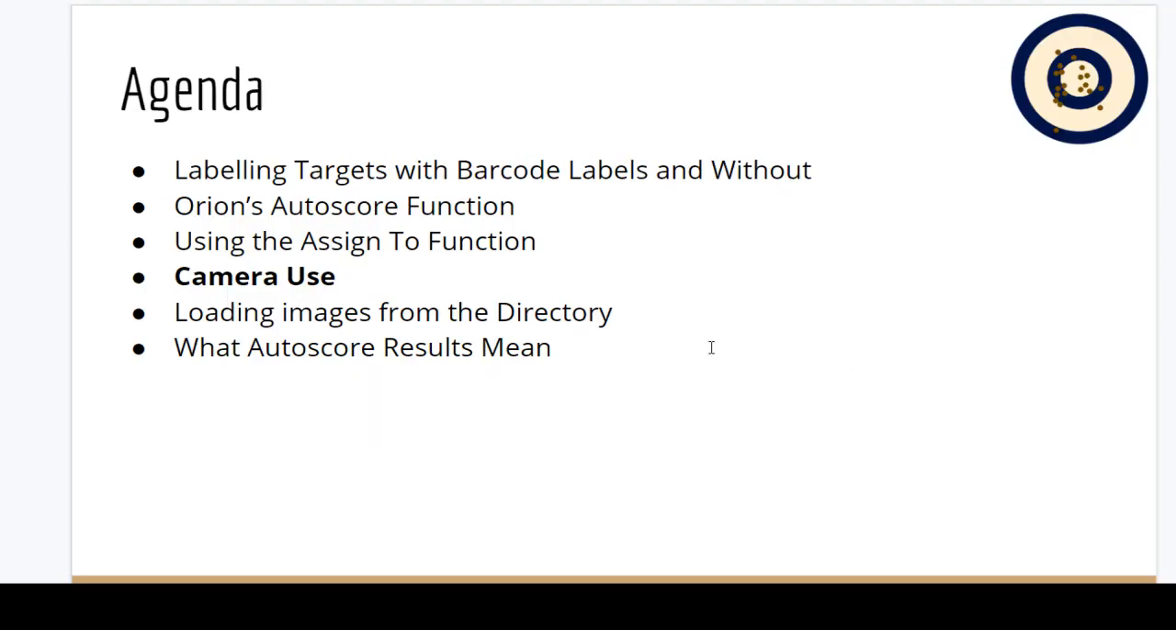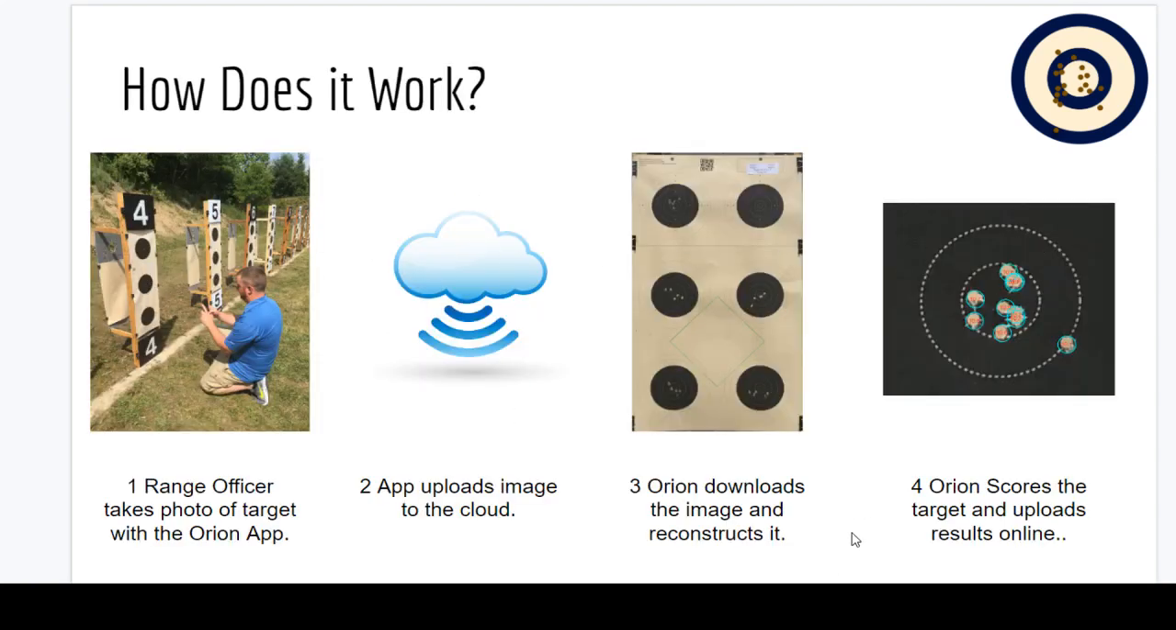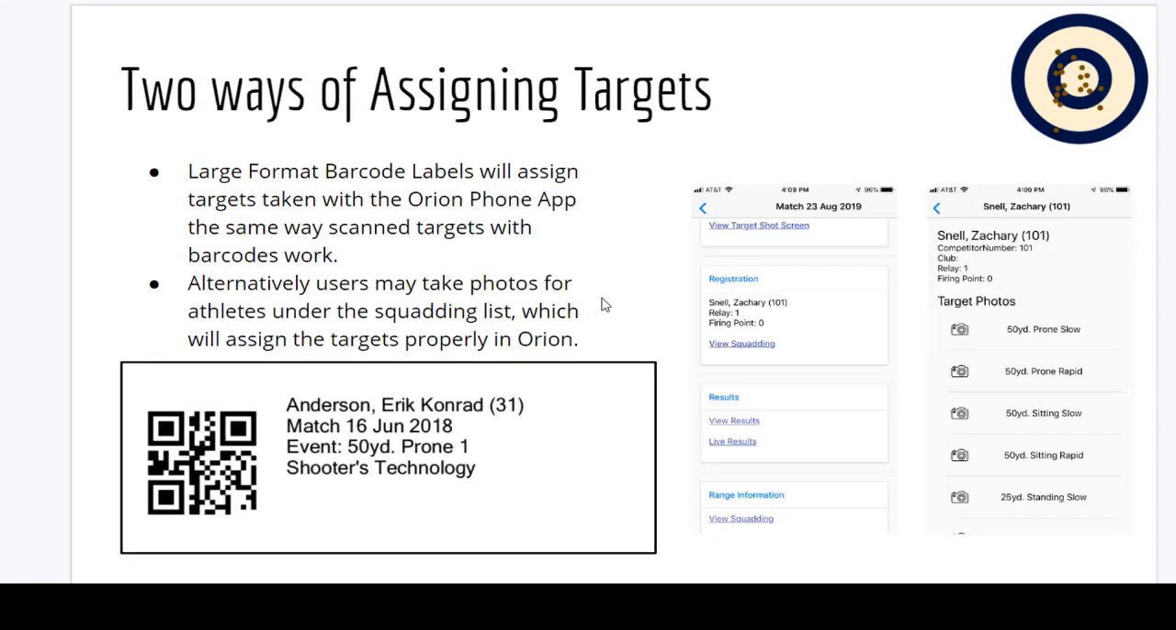In this part of the presentation, we're going to cover the camera use function of AutoScore and how targets can be assigned by using the Orion mobile app. So, as we've discussed in a prior presentation, the Orion mobile app allows range officers to take a photo of the target with the application that uploads images to the cloud, which Orion then downloads and scores. Targets are assigned in 2 ways through the Orion mobile app. Large format barcode labels provide all the data for the athlete, in this case the name, competitor number, match information, and the event.